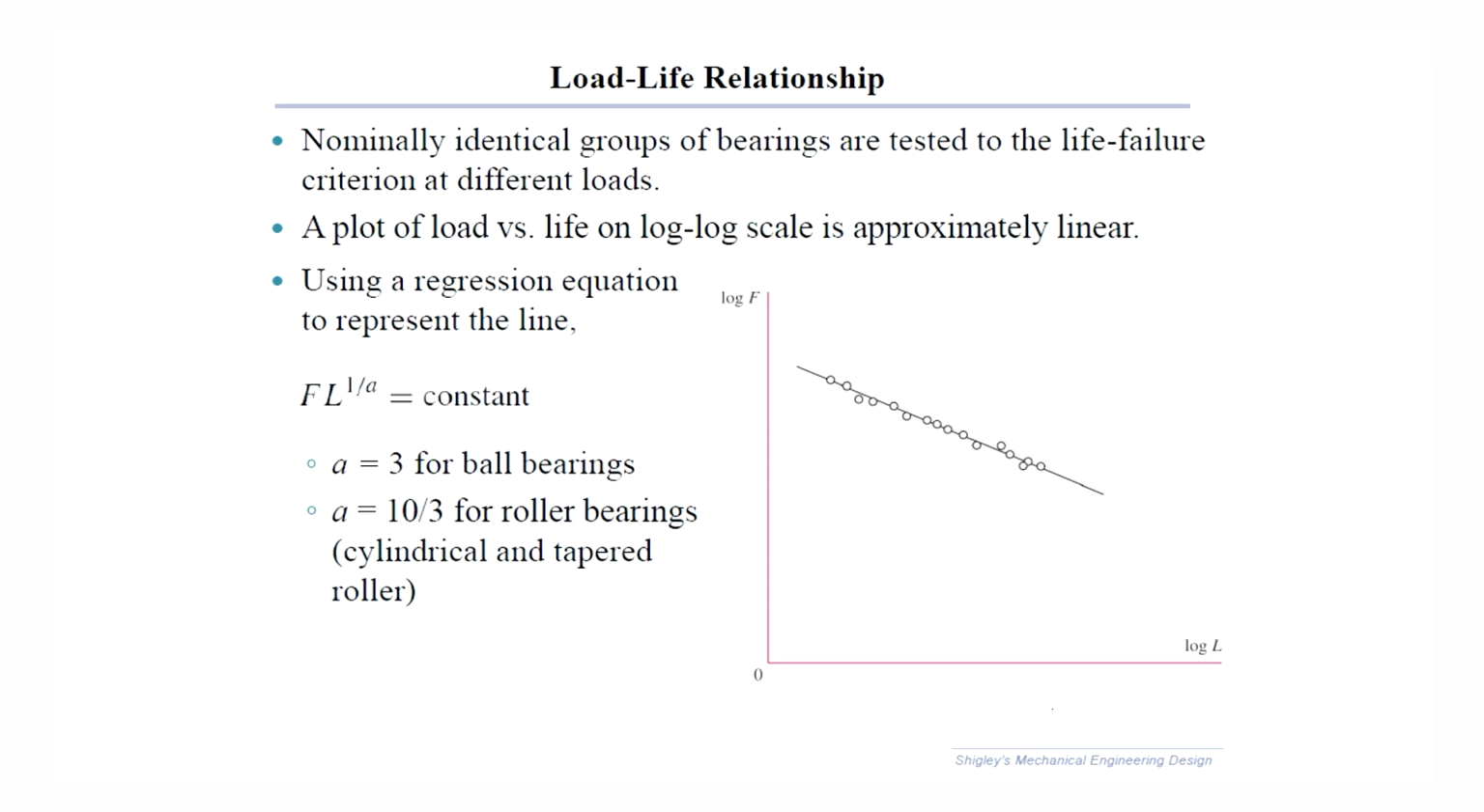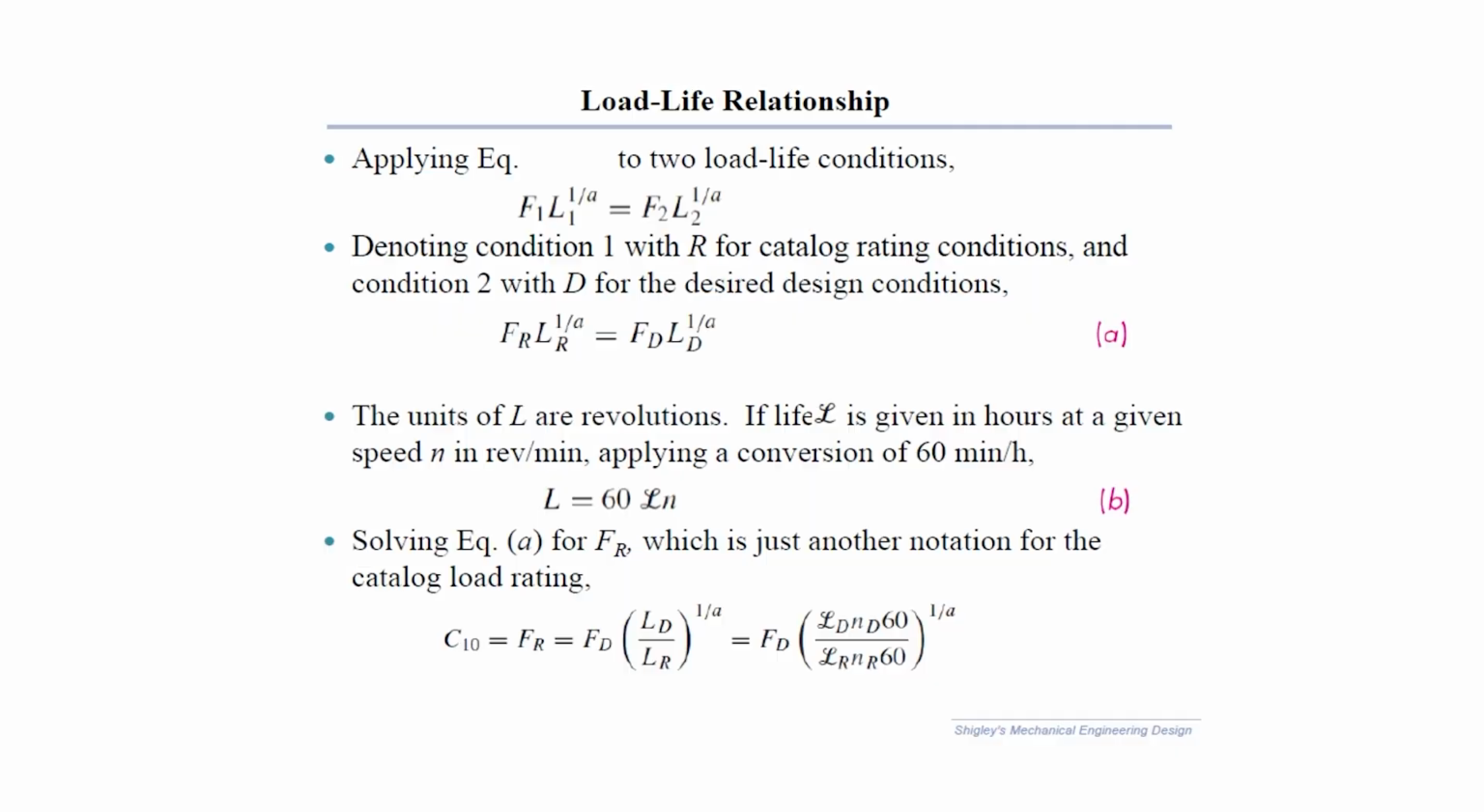So, the load life relationship is there. Nominally identical groups of bearings are tested to the life failure criteria at different loads. A plot of load versus life on the log-log scale is approximately linear and so we have a relationship, the force acting on it and the life to the power 1 upon a is a constant, where a is 3 for the ball bearings and a is 10/3 for the roller bearings.